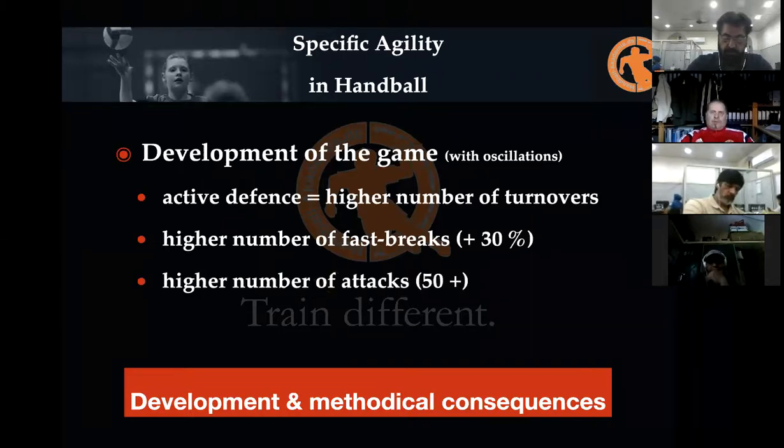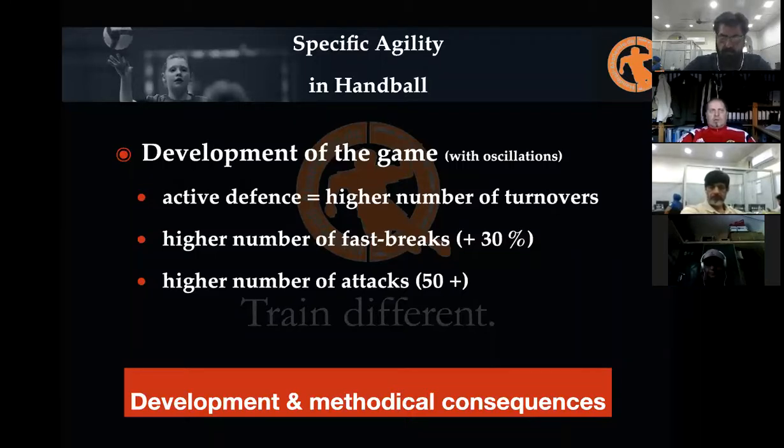And if we have a higher number of fast breaks, and the fast breaks are short time attacks only, we have altogether a higher number of attacks for one team per match, or for the teams in the match. So more than 50 attacks for one team per game is no problem nowadays. But actually, we must be honest that this number was higher some years ago.